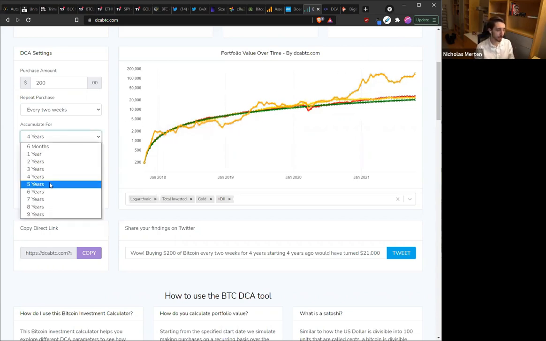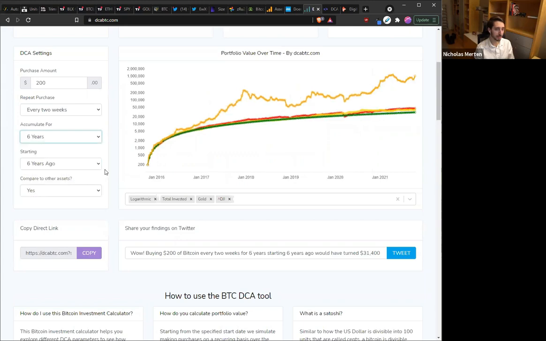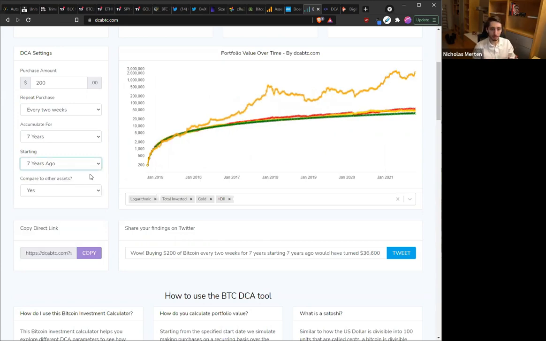As we expand further and further back here in our accumulation, we can see that generally speaking, Bitcoin continues to outpace other asset classes. And it gets more and more expansive as your time frame expands, right? To where 7 years ago, $36,000 would now be nearly $2.2 million.